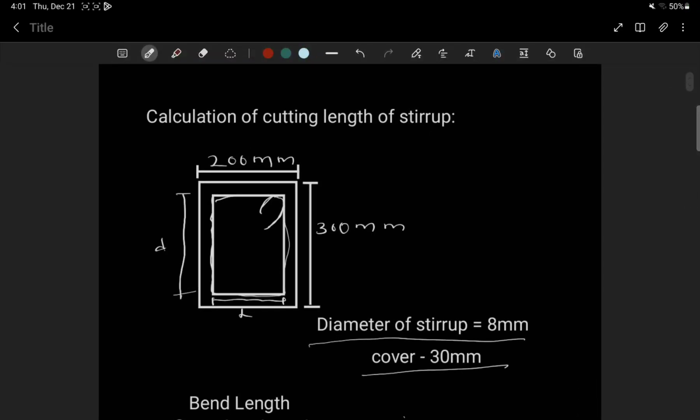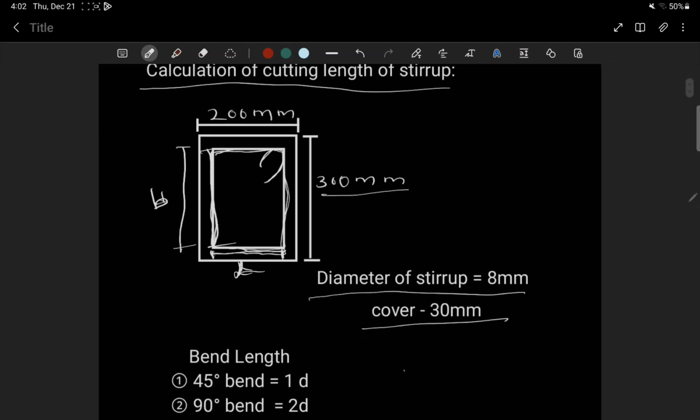Today we will discuss how to calculate the cutting length of the stirrup. We have taken the beam of 200 mm width and 300 mm depth. Now we will find out the total length of the stirrup. Total length is nothing but this one. So we have taken this part as length of stirrup and this part as breadth of stirrup.